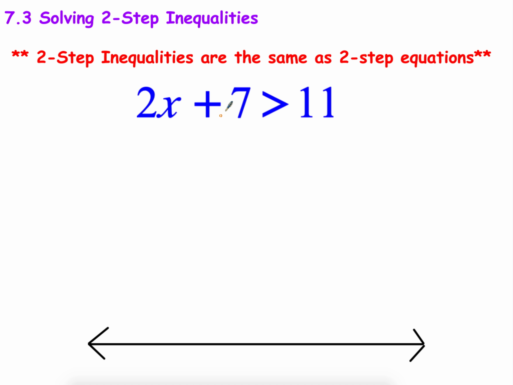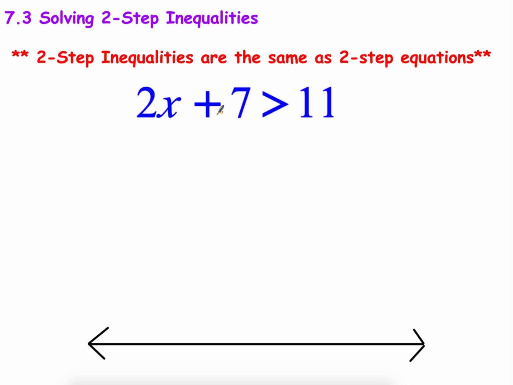First things first, our goal is always to get our variable by itself. So I want to get x by itself, and that means I want that to be the only thing on the left side of the inequality symbol. In order to do that, I've got to get rid of the plus 7 and the multiply by 2. Almost always when we're solving equations and inequalities, we want to get rid of our addition and subtraction first. We want to get rid of these constants.